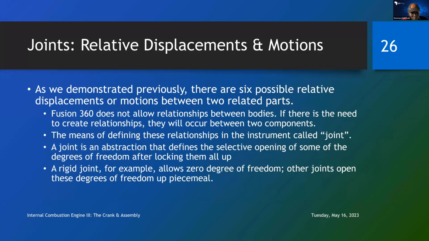A rigid joint, for example, reduces the 6 degrees of freedom to 0. Other joints open these degrees of freedom piecemeal. A sliding joint would open one particular direction of slide. So out of the 6 degrees of freedom, a joint first turns them to 0 and then releases 1. A cylindrical joint can release 2. A revolute joint can release one rotation, and a sliding joint releases one slide. So that depends on what type of joint. A rigid joint removes all your degrees of freedom. So that is what it is.